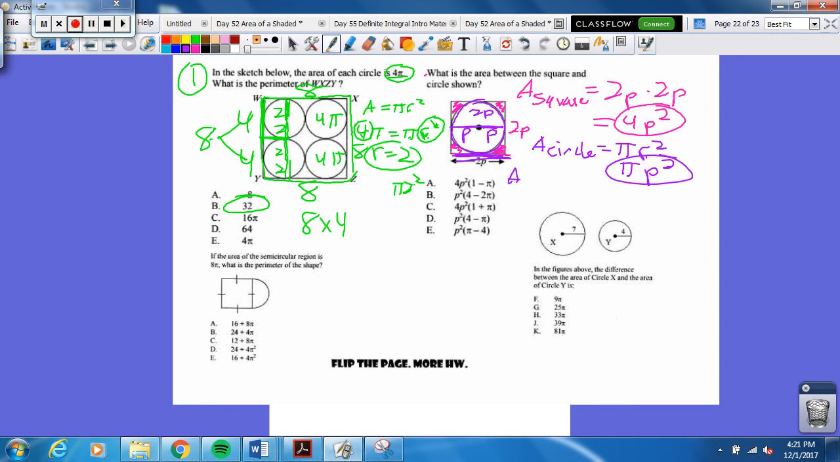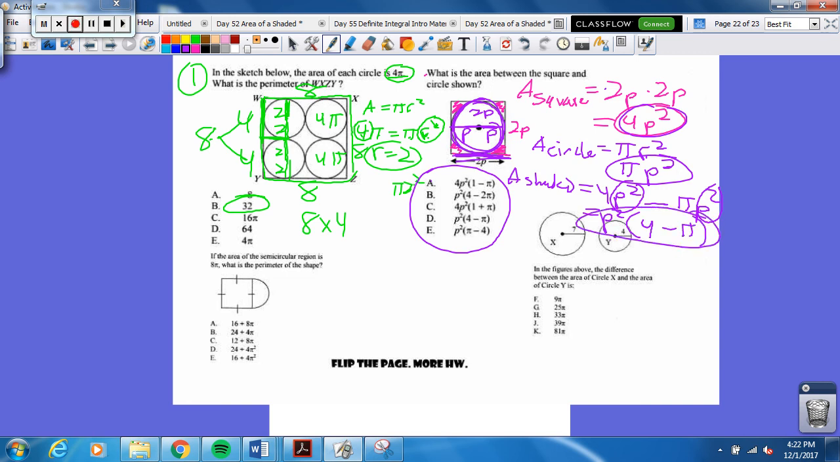So area of the shaded region, now, I'm going to take the square, which is 4p squared, and I'm going to subtract, I'm going to take out the circle, which is pi times p squared. I don't see any answer choice right here. So what am I going to do? Oh, look, I can factor out. You see how this term has a p squared and this term has a p squared? So the final answer, I'm going to take out a p squared. What am I left with here? 4. Oh yeah, this looks like the other problems. Minus pi. Boom. Done.